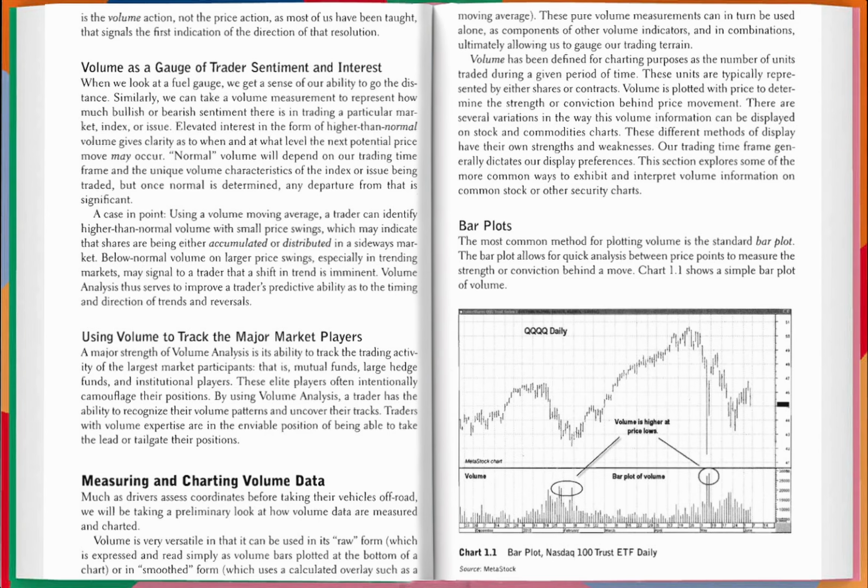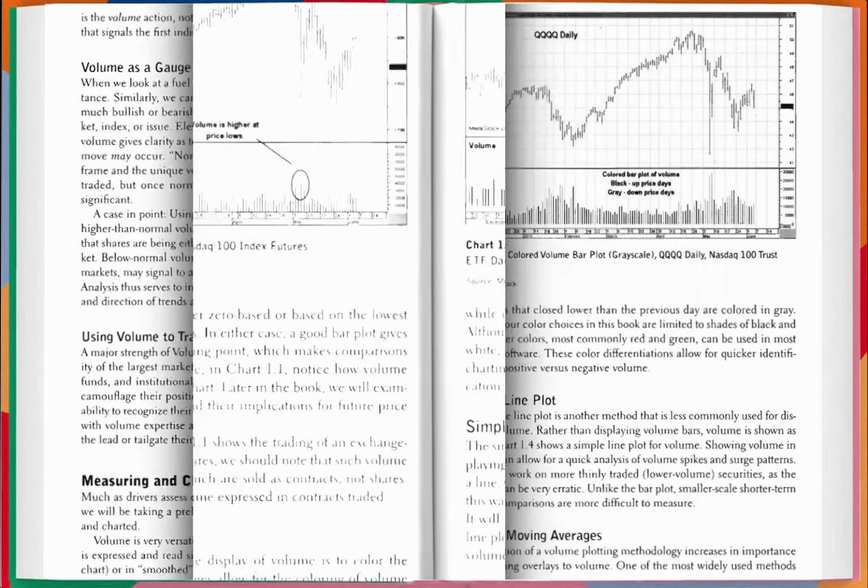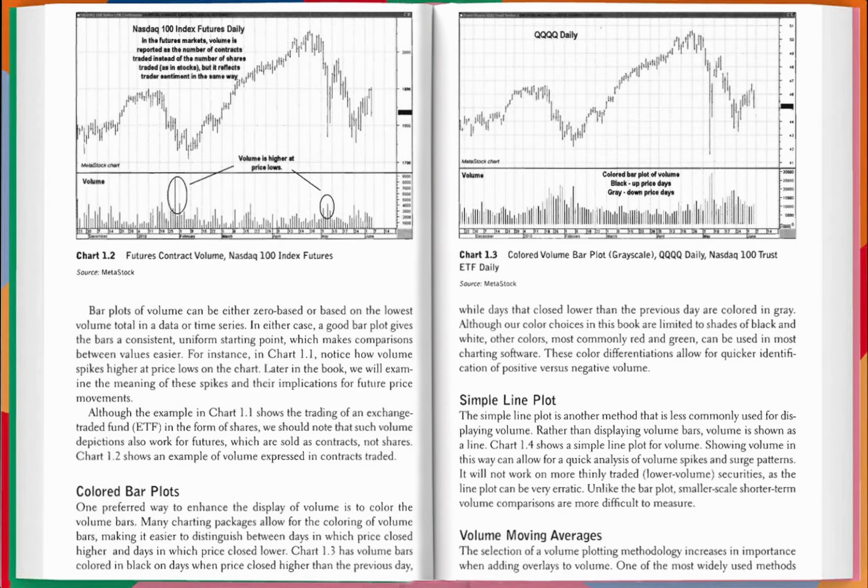This section explores some of the more common ways to exhibit and interpret volume information on common stock or other security charts. Bar plots. The most common method for plotting volume is the standard bar plot. The bar plot allows for quick analysis between price points to measure the strength or conviction behind a move. Chart 1.1 shows a simple bar plot of volume. Bar plots of volume can be either zero-based or based on the lowest volume total in a data or time series. In either case, a good bar plot gives the bars a consistent, uniform starting point, which makes comparisons between values easier. For instance, in Chart 1.1, notice how volume spikes higher at price lows on the chart.